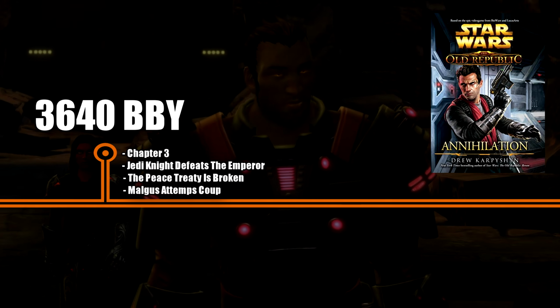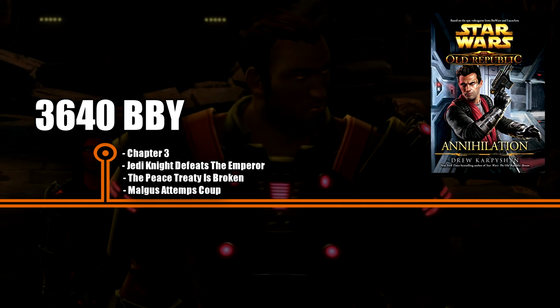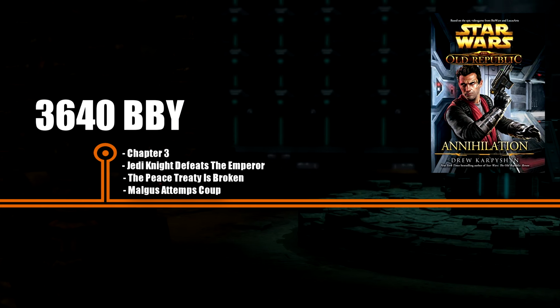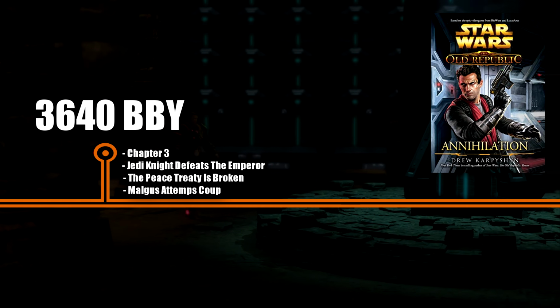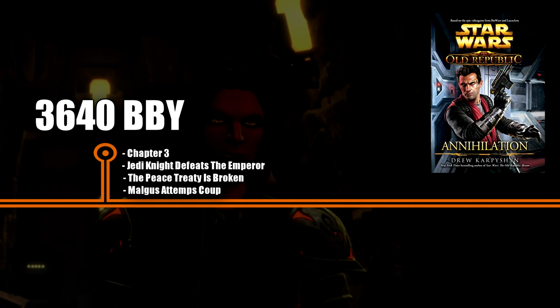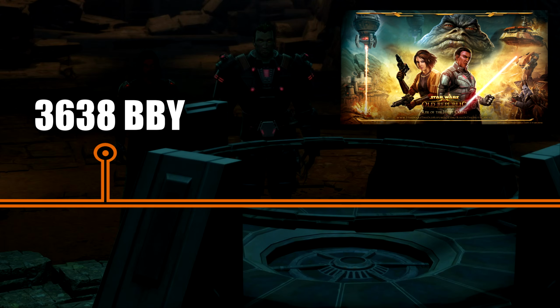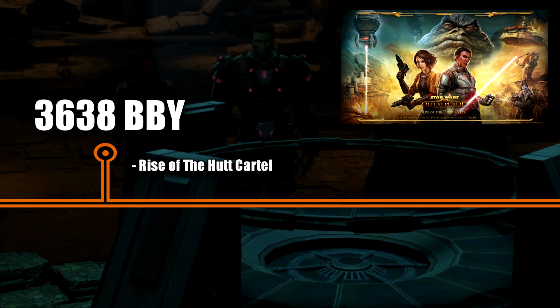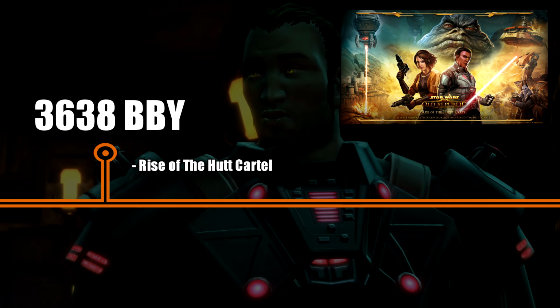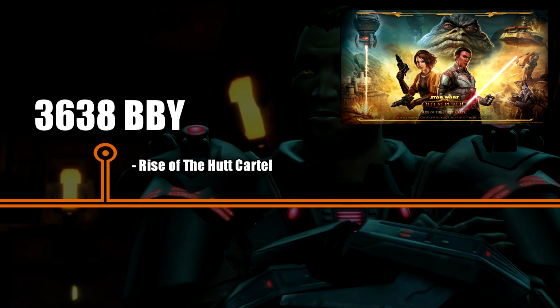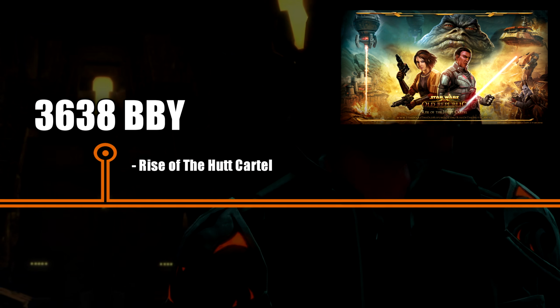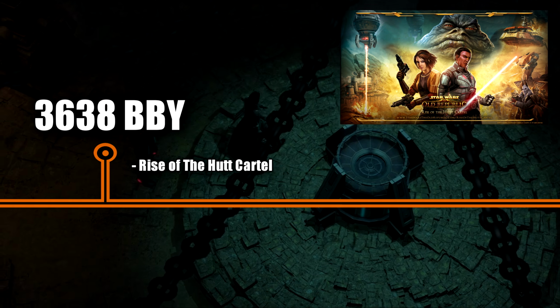In this same year, the Jedi Knight will face and defeat the Emperor on Dromund Kaas, along with Malgus attempting his coup of the Empire. This is also the year the Theron Shan novel takes place. 2 years later, in 3638 BBY, we see the events of Rise of the Hutt Cartel take place. Once the Mekeb story arc finishes, the Dreadmasters follow later in that year, with their showdown on Oricon.